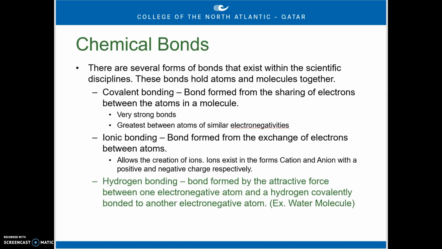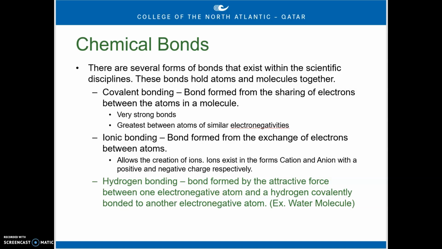Now, we've been talking about atoms and isotopes and stuff like that, but now we come to the fact atoms join together to form molecules. And in order for them to join together, they have to form chemical bonds. So a chemical bond is something that holds atoms and molecules together. Now, there's different types of chemical bonds depending on how these molecules are held together.